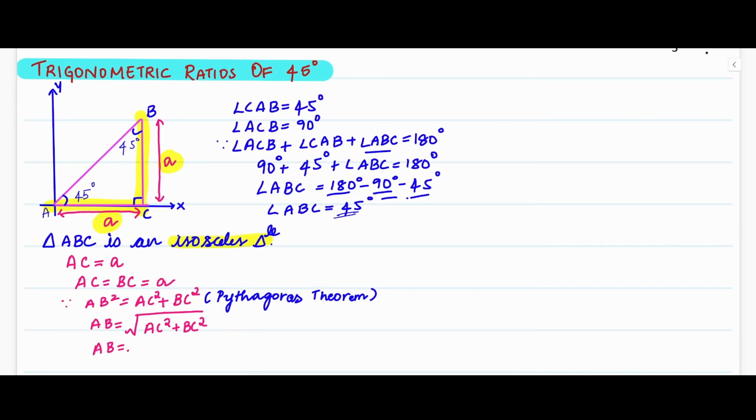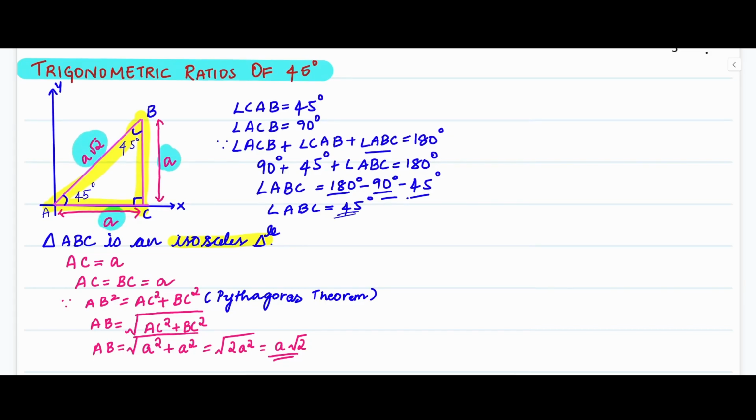AB is equal to square root of A square plus A square, which is equal to 2A square. A square here will come outside of the square root. So it will be A square root 2. So this is our length of the side AB. So here the length of the side AB will be A square root of 2. We have all the three sides of the triangle.